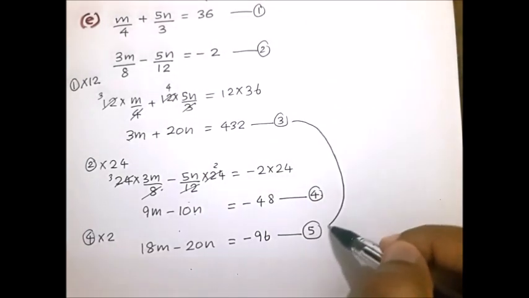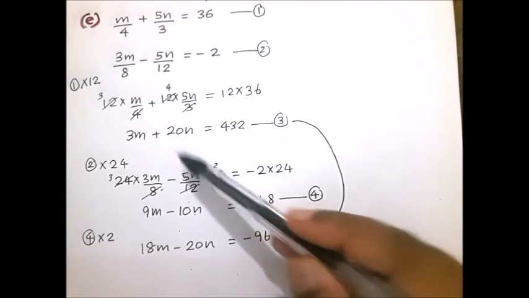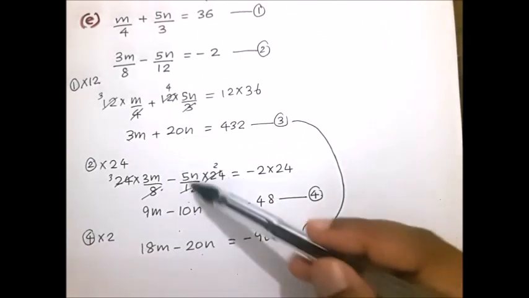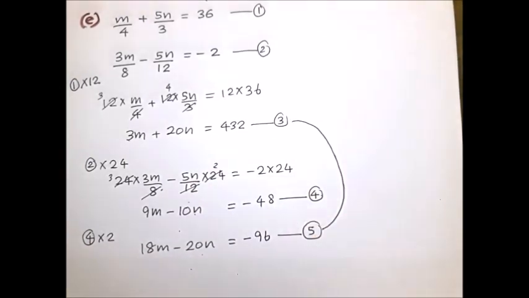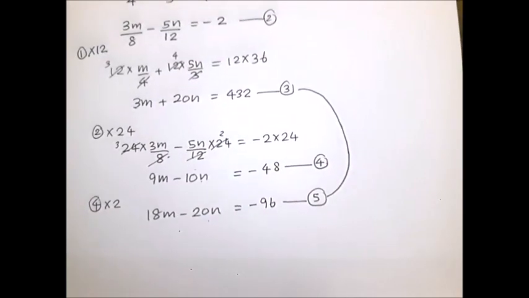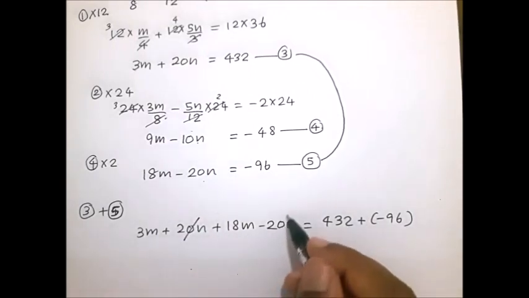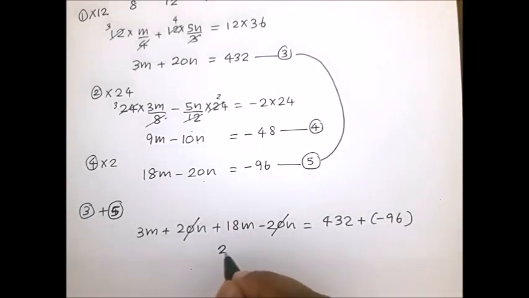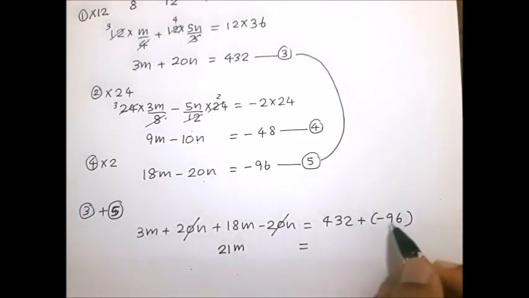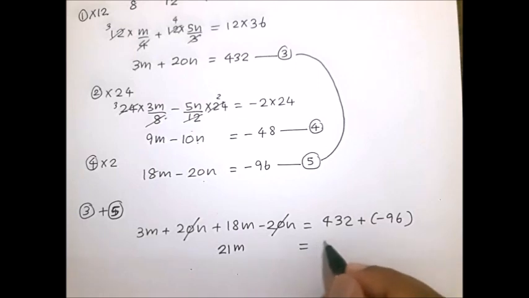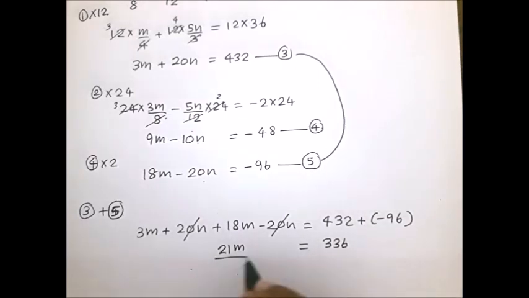Now I am going to add these two, because here plus 20n, here minus 20n. By adding these two you can cancel 20n. So add third one and fifth one. Plus 20n and minus 20n cancel. 18 plus 3, 21m. 432 minus 96. It is 336. Divide both sides by 21. M equal 16.